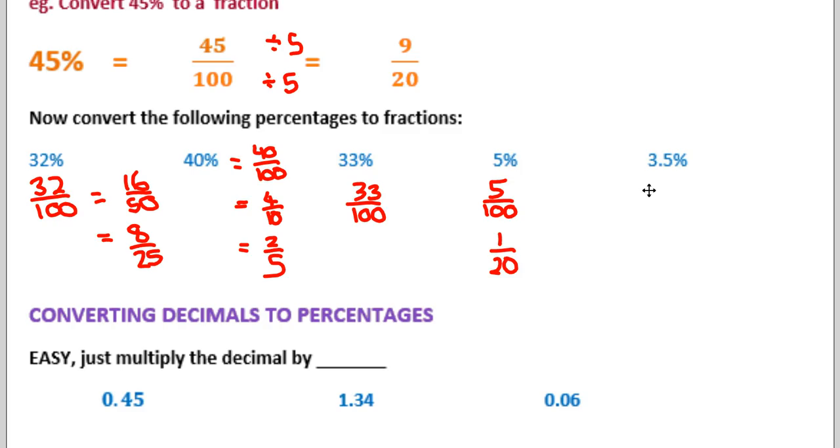Now 3.5, let's just start by writing 3.5 over 100. But when we write fractions, we're not allowed to have decimals in the numerator or denominator for our final answer. So we could times the top and bottom by 10, and that would make it 35 over 100, and then we would simplify it by dividing by 5. That would be fine. We can also times the top and bottom by 2.